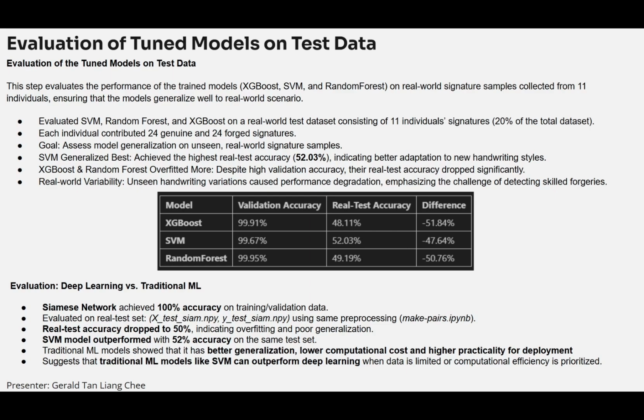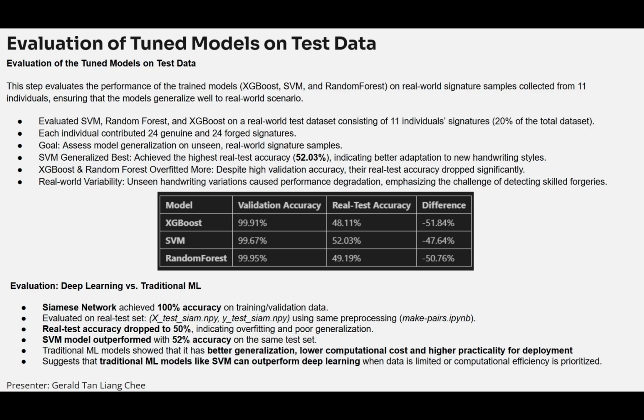Next is the evaluation on deep learning versus traditional ML, where the Siamese network achieved 100% accuracy on training and validation data. We also evaluated this Siamese model on our real test set using the same pre-processing and found that the real test accuracy dropped to about 50%, which indicates that there is a lot of overfitting and poor generalization.